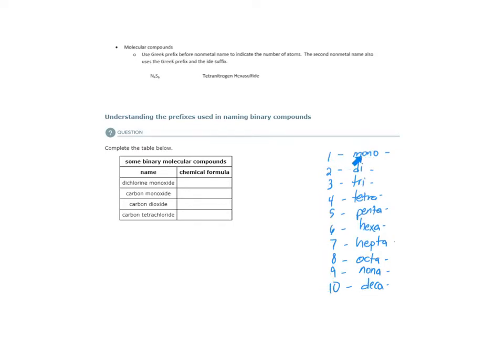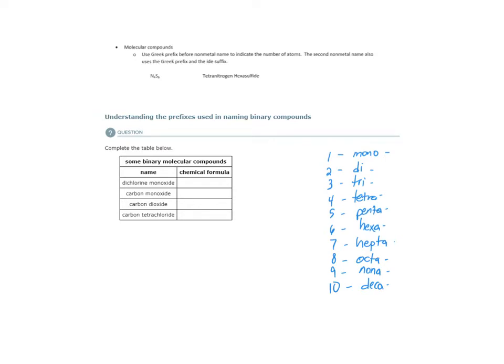So the prefix to correspond with 1 is mono, di for 2, tri for 3, and so forth. So again, what we are asked to do is derive the chemical formula from the name of some binary molecular compounds. Let's look at the name of the first one, dichlorine monoxide. Well, we can easily derive the chemical formula from this name because we understand how Greek prefixes are used to name these binary compounds.